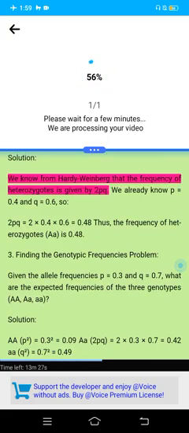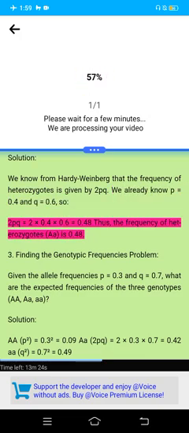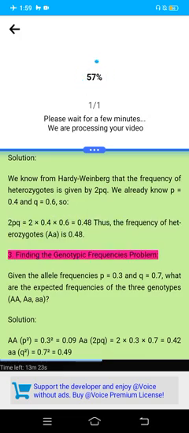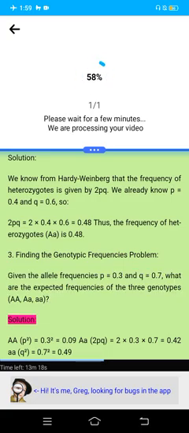Solution. We know from Hardy-Weinberg that the frequency of heterozygotes is given by 2pq. We already know p equals 0.4 and q equals 0.6, so 2pq equals 2 times 0.4 times 0.6 equals 0.48. Thus, the frequency of heterozygotes Aa is 0.48. 3. Finding the genotypic frequencies. Problem: Given the allele frequencies p equals 0.3 and q equals 0.7, what are the expected frequencies of the three genotypes AA, Aa, and aa? Solution.